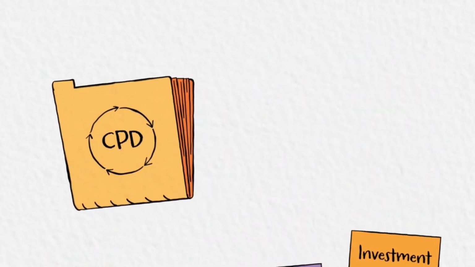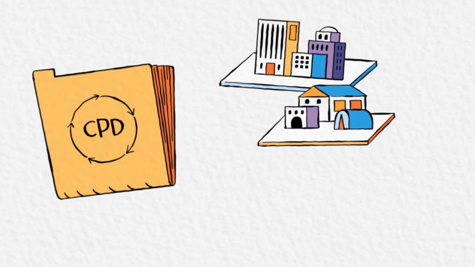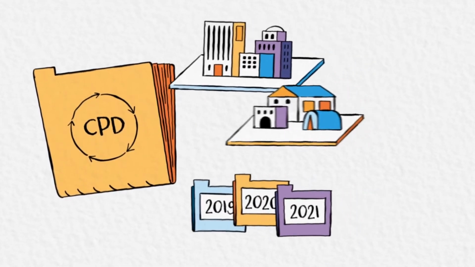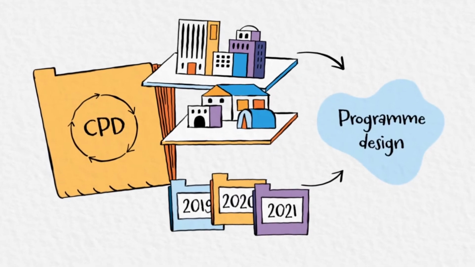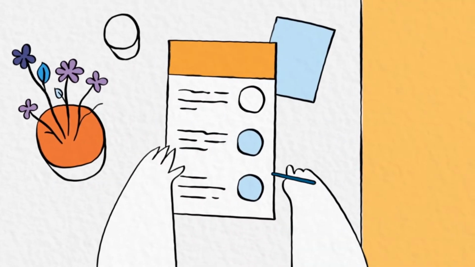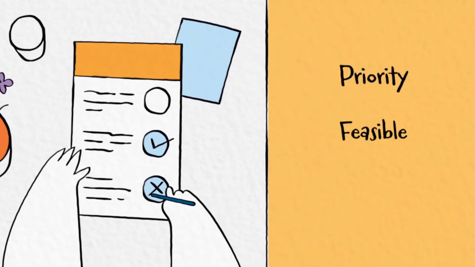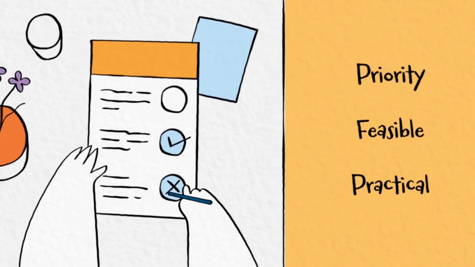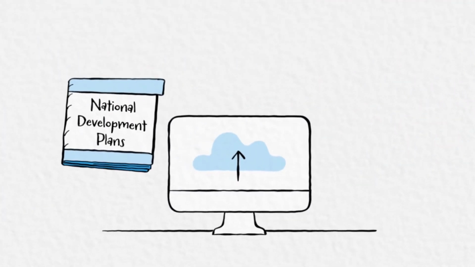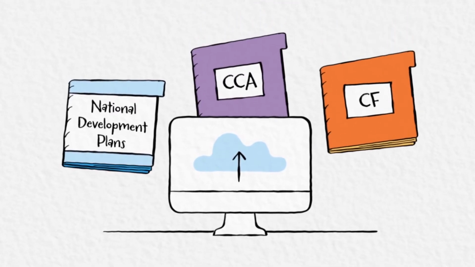It is also important to consider country program evaluation, corporate evaluations or sub-regional data, and the lessons learned from the previous evaluation to inform the program design. Each office needs to also consider what analysis already exists within the organization and what is a priority, feasible, and practical. This extensive analytical work should feed into the National Development Plans, CCA, and the CF.